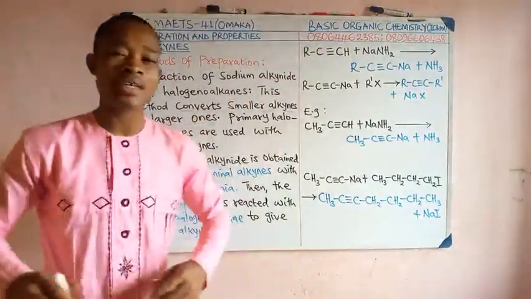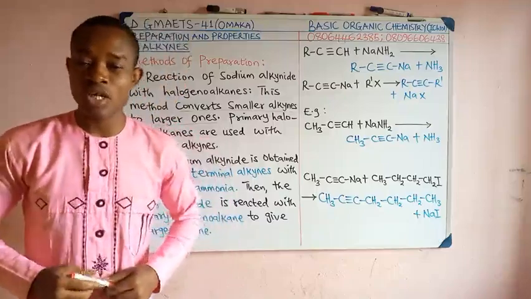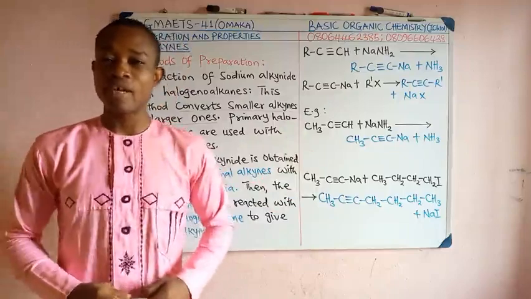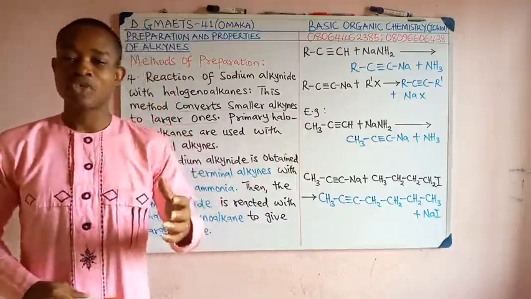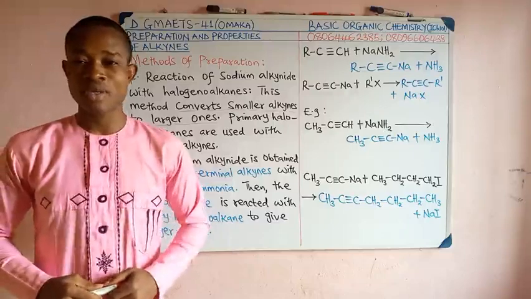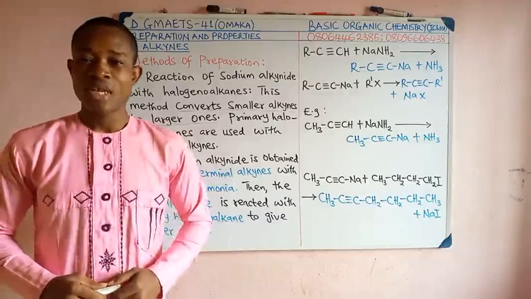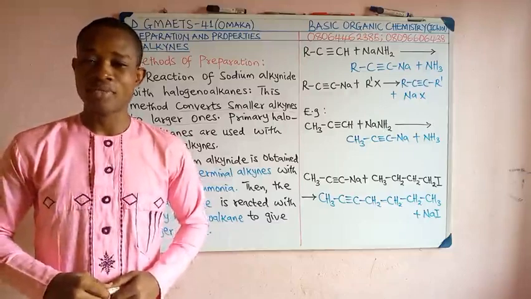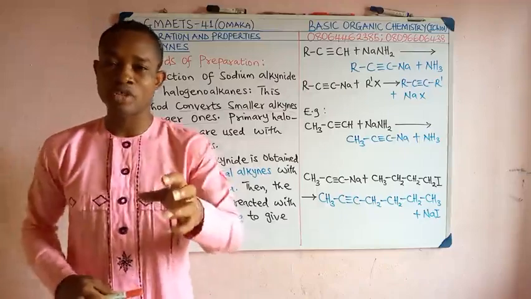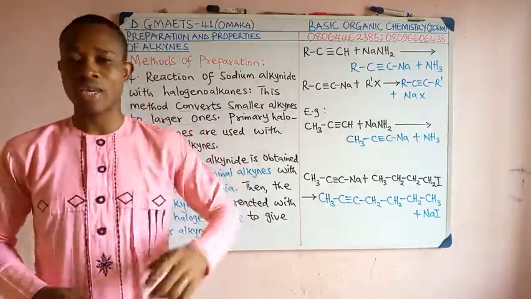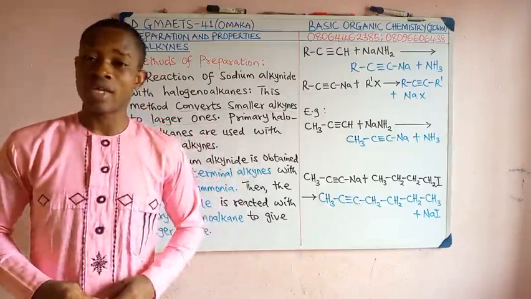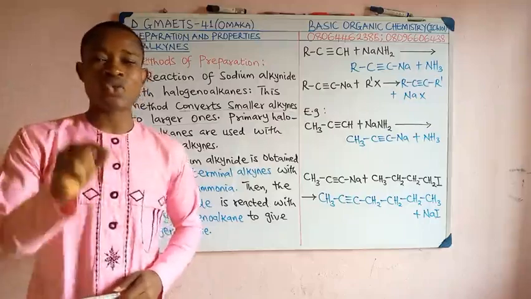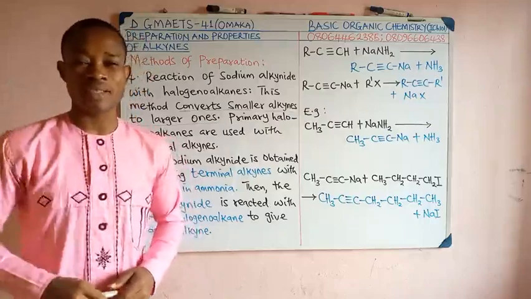So whenever you ask of the method used to convert smaller alkynes to larger alkynes, the method is the reaction of sodium alkylate with primary halogenoalkanes. Let us quickly look at how this reaction is being carried out. First of all is the preparation of the sodium alkylate. And how do we get the sodium alkylate? Please take note of this. Terminal alkynes is reacted with sodamide in ammonia.